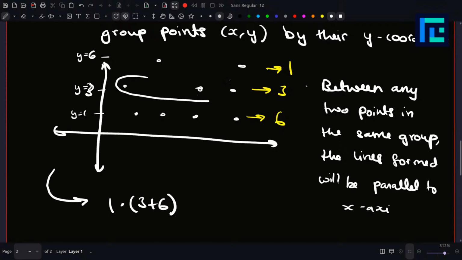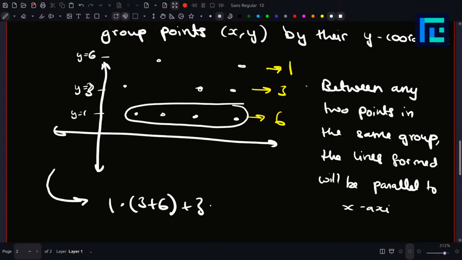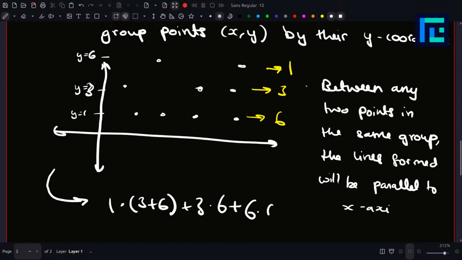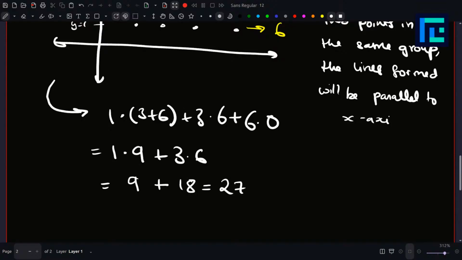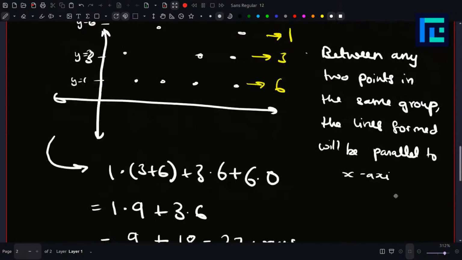Now for the second y coordinate group, the number of ways will be 3 because there are 3 possible ways to do it. And to choose the bottom line will be 6 ways. And for the final group, there'll be 6 times 0. Okay. So the final answer will be 1 times 9 plus 3 times 6. So for this given example test case, which I've drawn over here, the answer will be 9 plus 18 or a total of 27 ways.